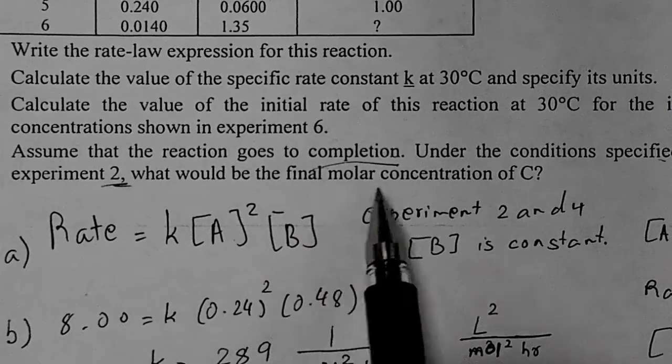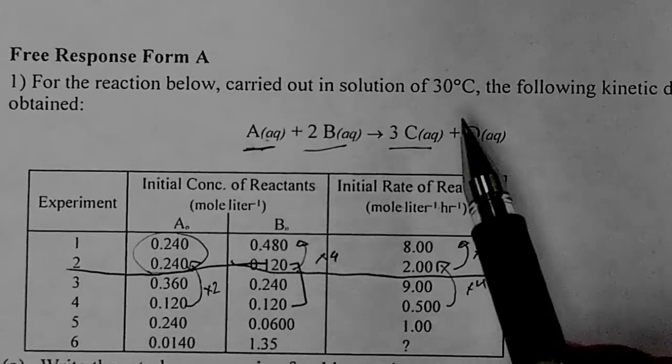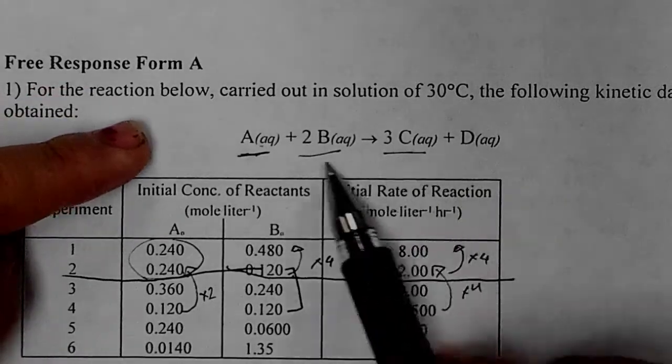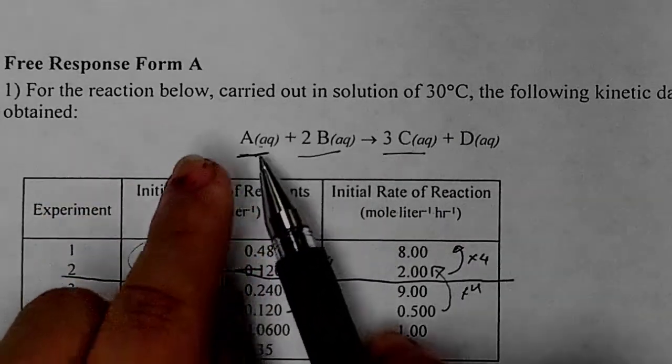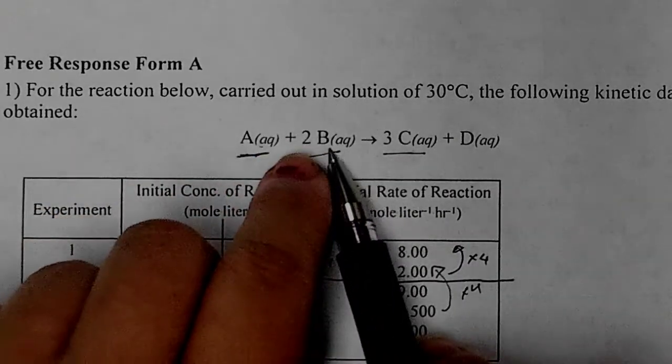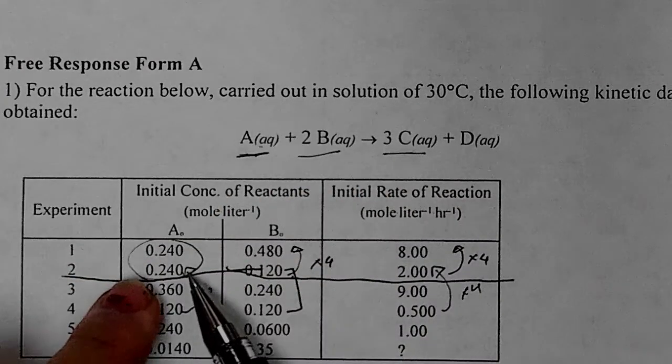what would be the final mole concentration of C? How much C am I going to make? Take a look at the equation up here. Think about your cooking days, how much you're doing. You need 1 A and 2 B to make 3 C. Okay? Take a look at how many A you have.